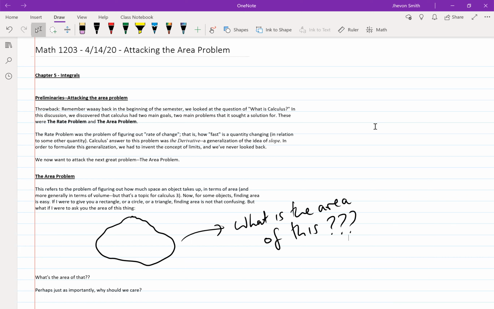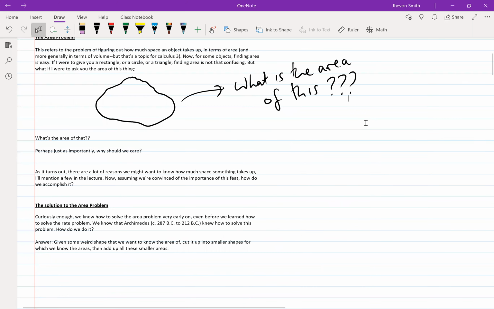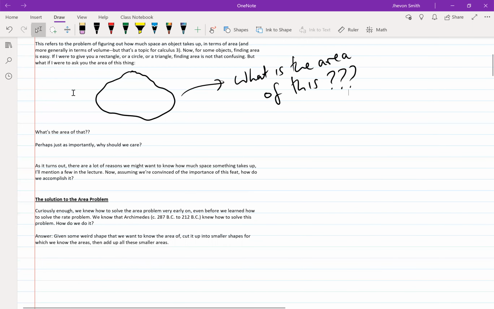So that's one situation in which you might want to figure out how much space something takes up, some random shape. It's very irregularly shaped, so we don't have a nice formula for it. How do you go about answering the question of space? Okay, and now it turns out that the solution to this problem, the solution to the area problem, is one that we've known how to solve for a while.